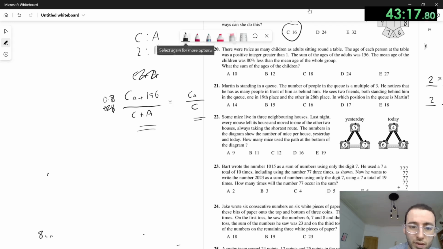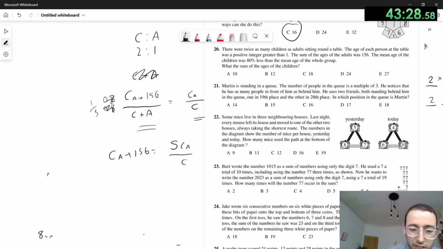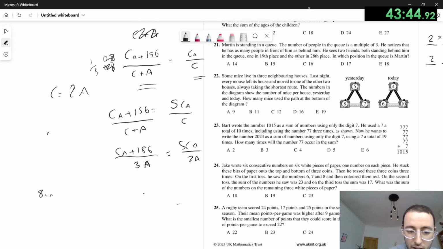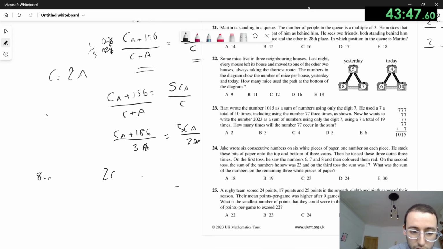So a fifth of that equals that. So I can just times that by 5. So CA plus 156 equals 5CA over C plus A. But I know that C equals 2A because children is twice as much as adults. So CA plus 156 over 3A equals 5CA over 2A. A's cancel. Now I've got 2CA plus 312 equals 15CA. So I've got 312 equals 13CA.